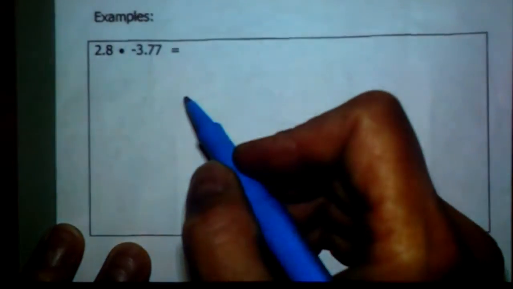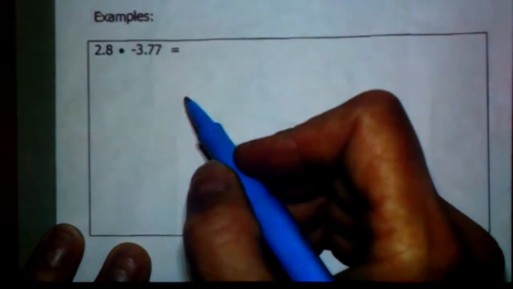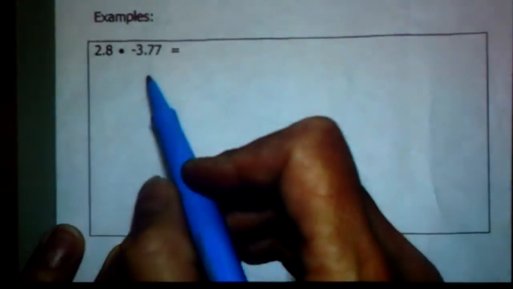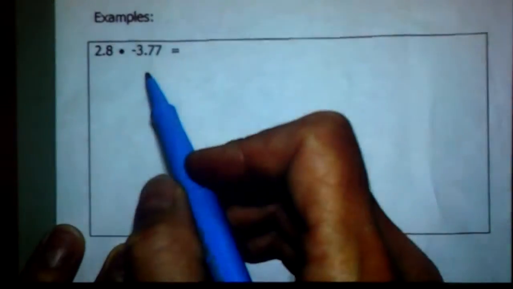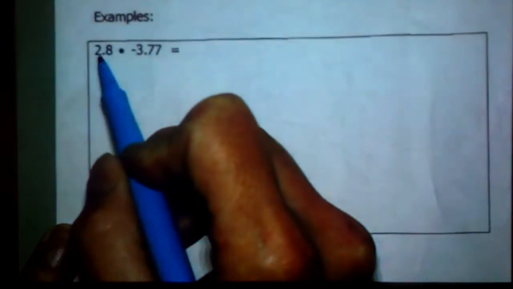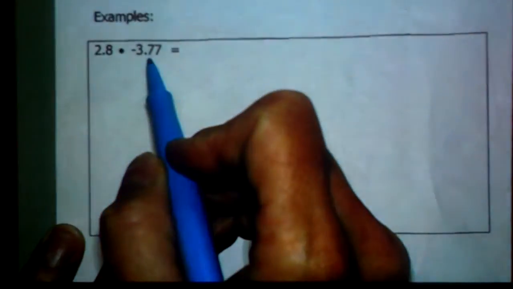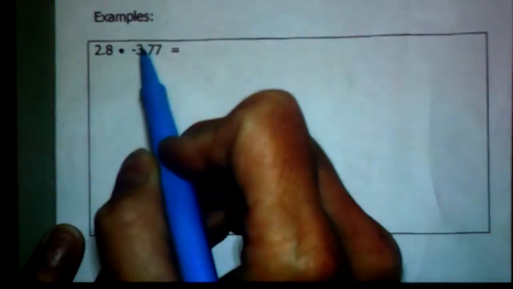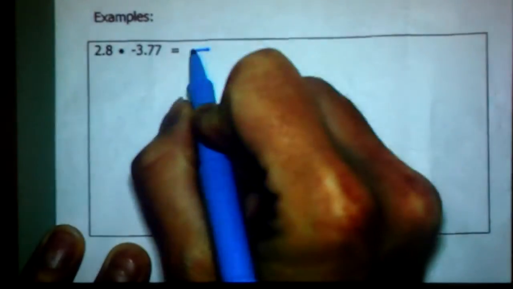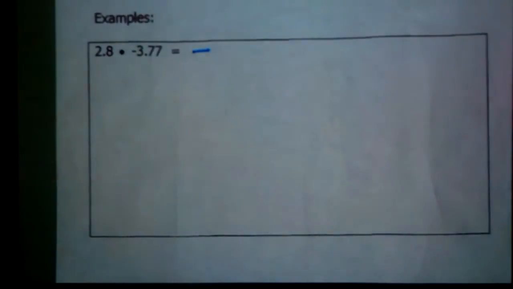All right, so for starters, we have 2.8, or 2 8/10, multiplied by -3 and 77/100. So step 1, we want to write this problem vertically with a larger number of digits on the top. Also, what I would do, I want you to ignore the signs for now. This is a positive 2 8/10 and this is a negative 3 and 77/100. So a positive times a negative, we know our answer is going to be negative. So knowing that, we can now ignore the signs. We don't need to write them in the problem.